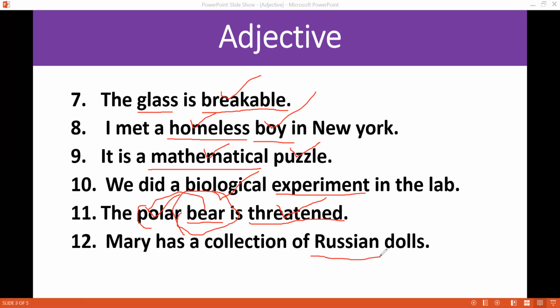Mary has a collection of Russian dolls. Russian is an adjective. All the nationalities, British, Russian, American, are used as adjectives. So Russian has been used to explain the noun dolls. Russian dolls is an expression where Russian is an adjective and dolls is a noun.